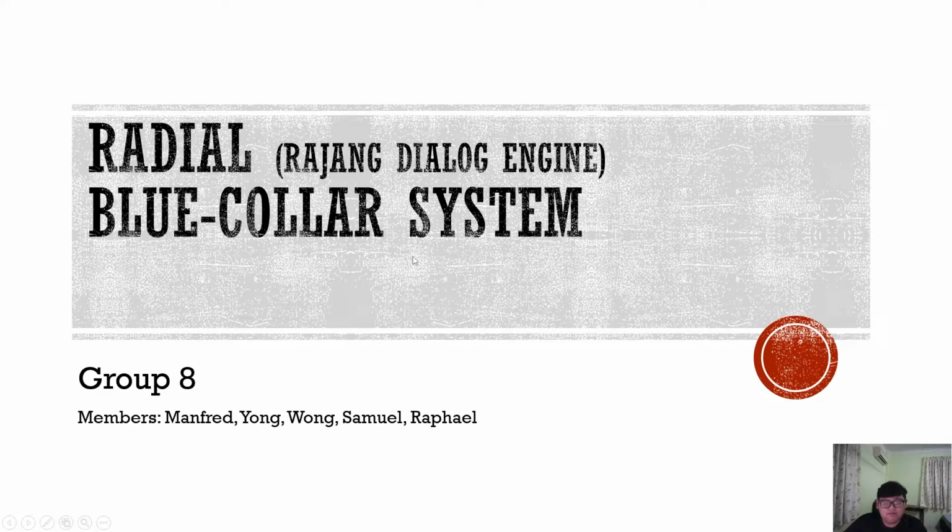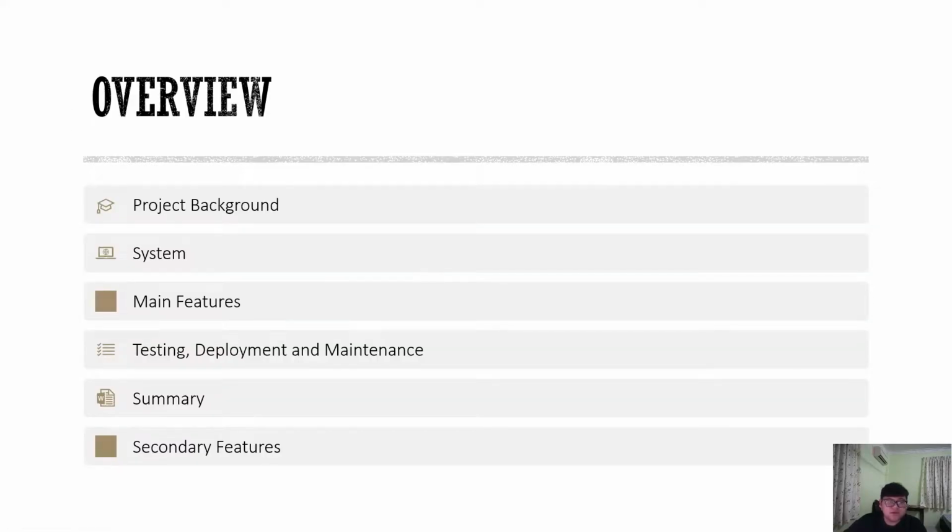This is from final year project Sem2 2021 Group 8. I am Manfred, the team leader of the project. This video will present our project, which is Radial Blue Color System. In this video, we will talk about project background, system, testing, and also demo the main feature and secondary features.